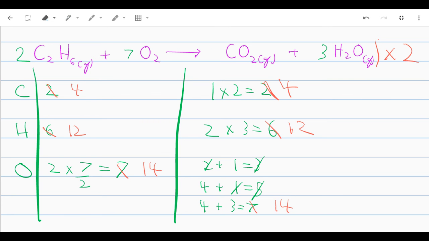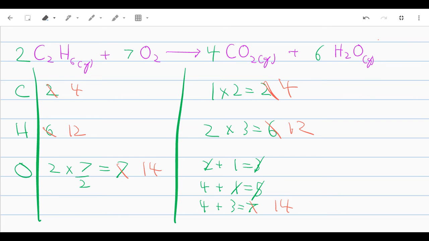The carbon dioxide was 2, so it becomes 4. And the water molecule was 3. So it becomes 6. And now we have a balanced equation. 2 ethanes reacting with 7 oxygens becomes 4 carbon dioxides and 6 waters.